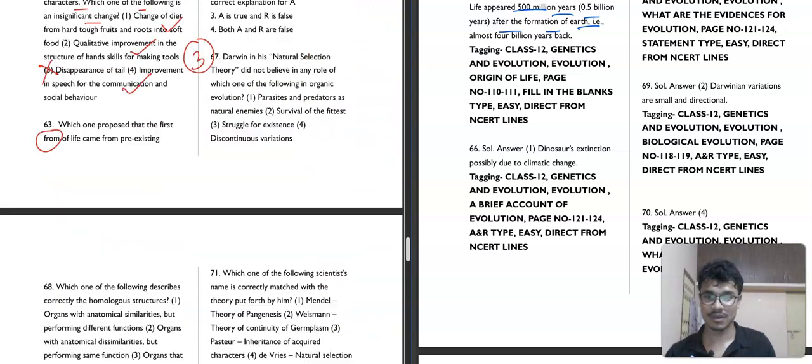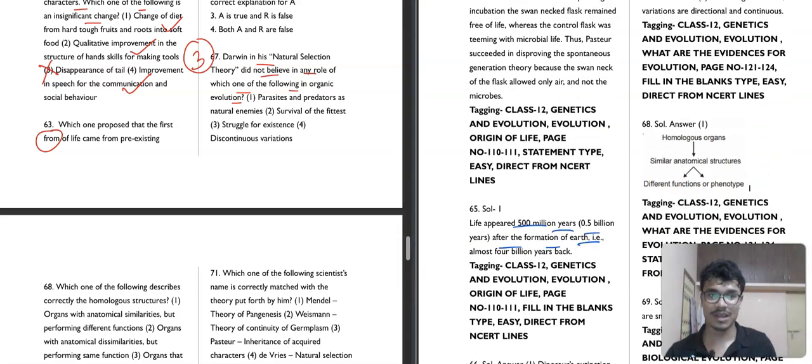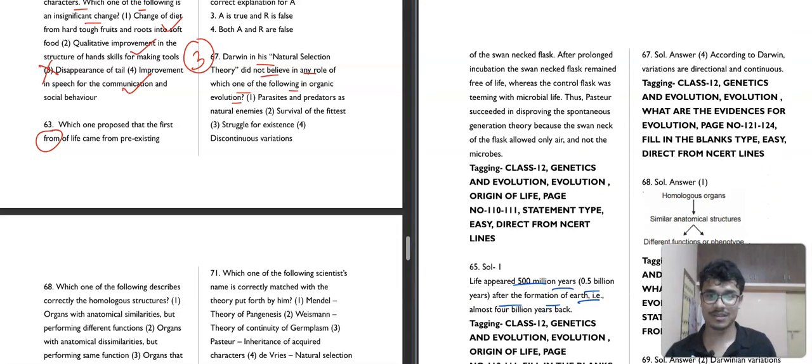Then question number 67. It is saying that Darwin in his natural selection theory did not believe in any role of which of the following in organic evolution. The first option given is parasites and predators as natural enemies. No. Okay, did not believe.